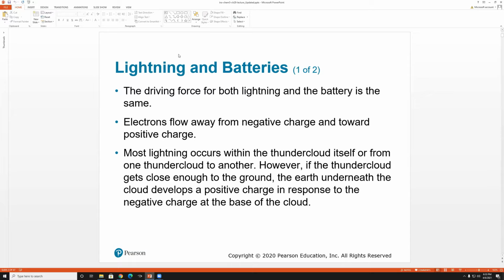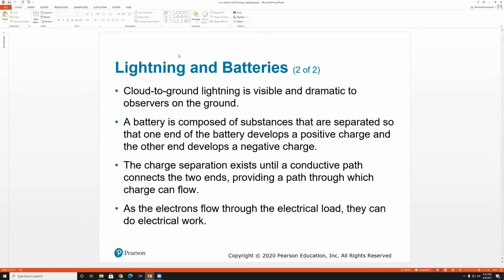So the increasingly negative charge towards the bottom of the cloud eventually reaches a point where it's so negative and so charged that it has to discharge into the nearest positive source, which is the air. Then it discharges into the air and makes lightning. But we'll talk more about that in class.